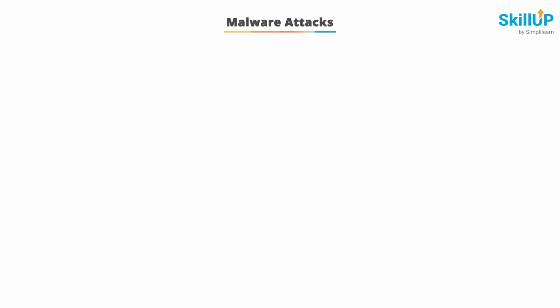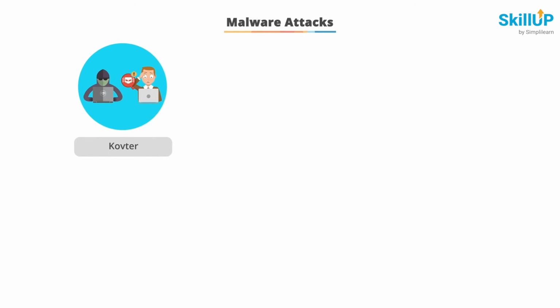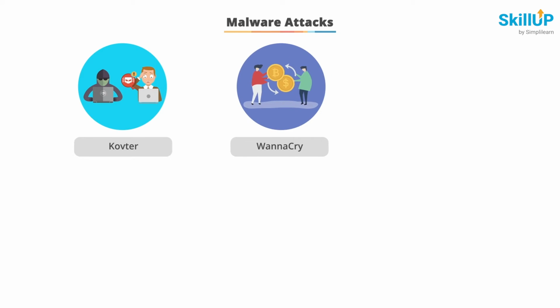Let's talk about different malware attacks. Coveter is a Trojan, which has been observed acting as click fraud malware or a ransomware downloader. Some of you may have heard of WannaCry. It's a ransomware worm that encrypts your files and asks for ransom or money in the form of cryptocurrency.